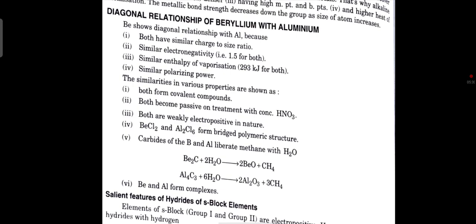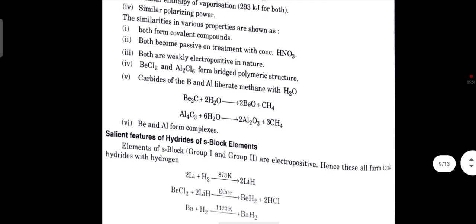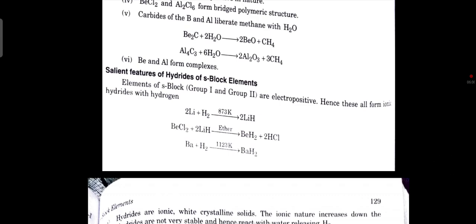Both form covalent compounds. Both become passive when treated with concentrated HNO3. Both are weakly electropositive in nature. BeCl2 and Al2Cl6 have bridged polymeric structures. Carbides of beryllium and aluminium liberate methane in H2O. Beryllium and aluminium form complexes.